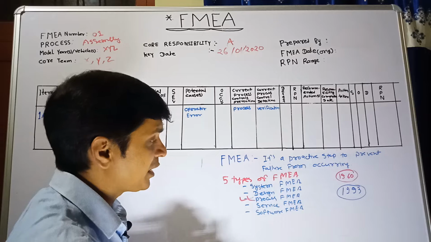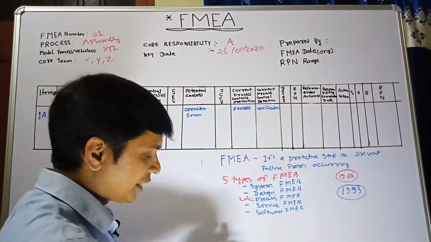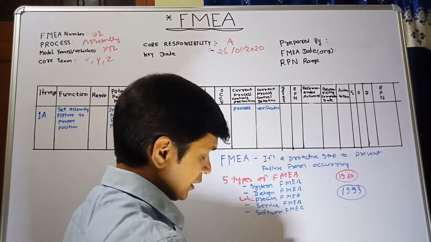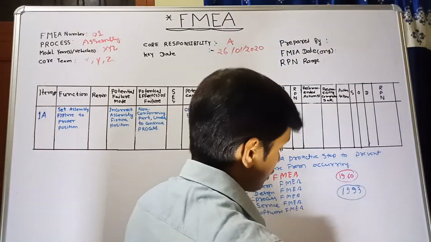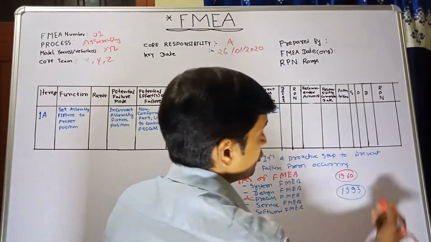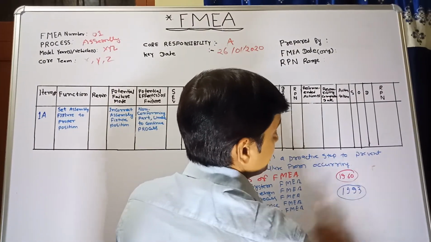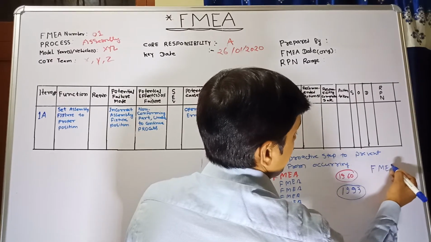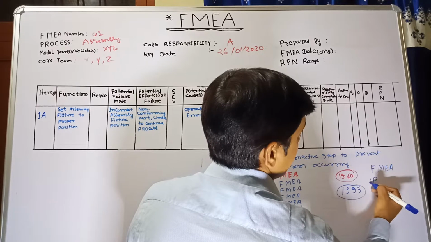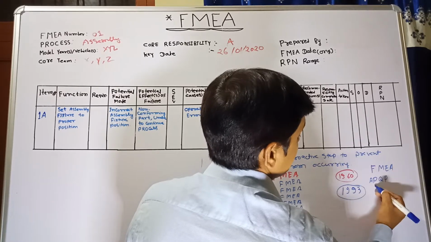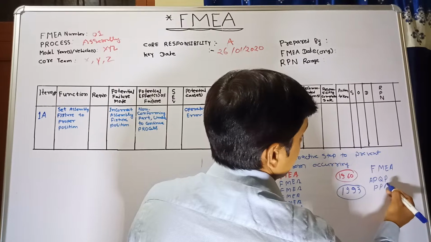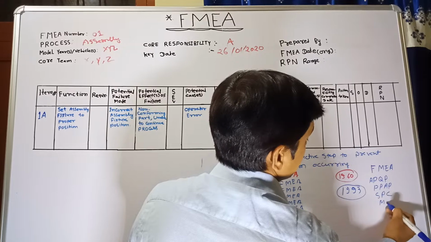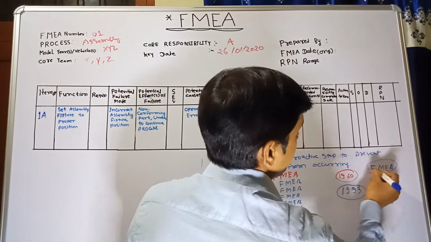Basically process FMEA is a core tool of quality. We have already discussed the 5 types of core tools in my last session. First is the FMEA. Second tool is the APQP. Third is the PPAP. Fourth is the SPC. Last is the MSA. So today I will discuss the FMEA core tool.